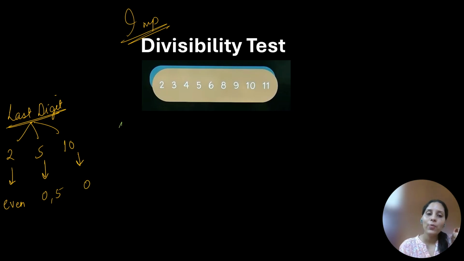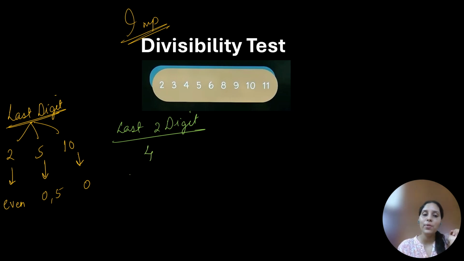All right. Now, last two digits. In which divisibility rule do we look at the last two digits? Rule of 4. For example, I have a big number 5, 2, 1, 6, 2, 9, 8, 0. I only need to focus on my last two digits. Is 80 divisible by 4? Yes, it is. So the number is divisible by 4.